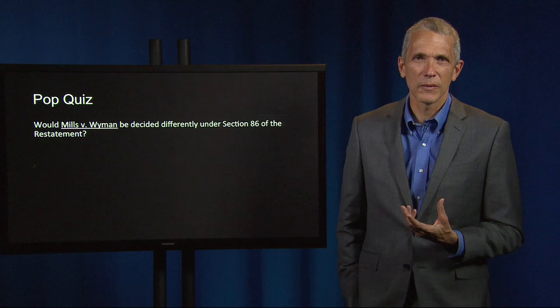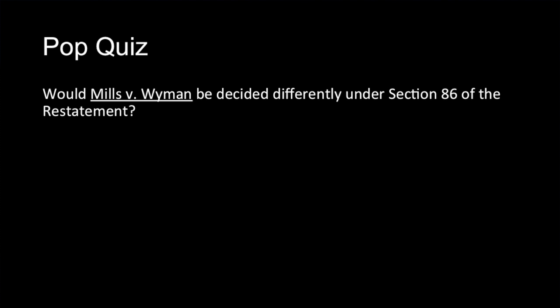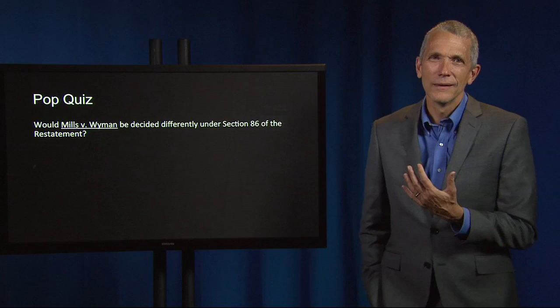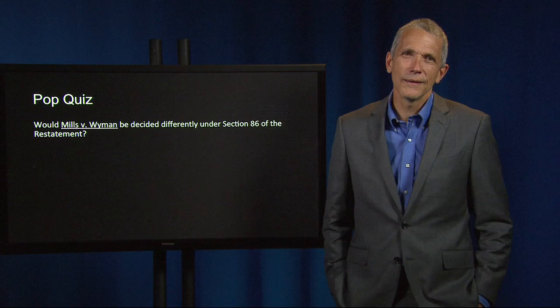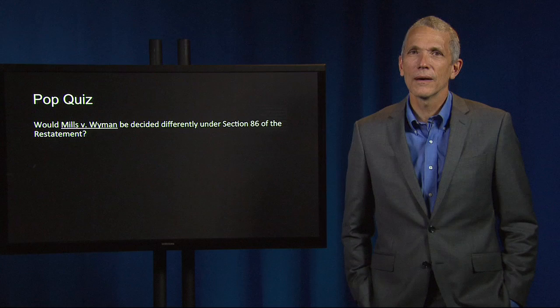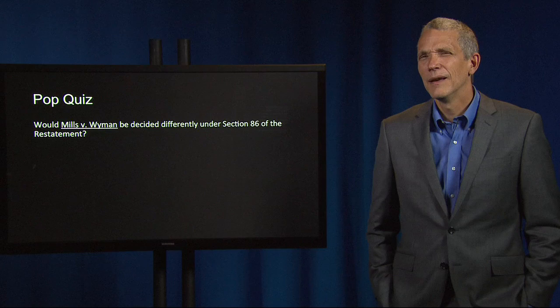So, would the Mills v. Wyman case be decided differently under Section 86 of the restatement? Well, maybe not. First, the defendant can argue that since the benefit was conferred on an emancipated son, there's no need to enforce the promise to prevent injustice. And second, the Good Samaritan conferred the benefit as a gift. There was no intention to charge. Thus, the result is arguably the same today as it was in 1825.